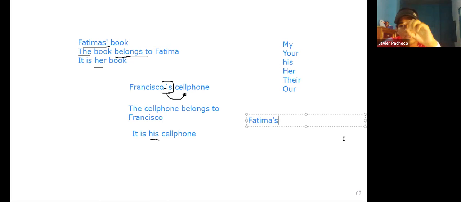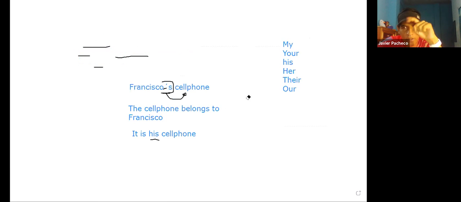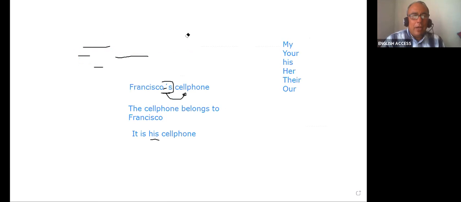Y si lleva, por ejemplo, una S al final, como lo habíamos comentado la otra vez, que por ejemplo, Charles, que termina en S, se le agrega el apóstrofe solamente al final porque ya termina en S o se le agrega apóstrofe S. ¿A qué nombre? Carlos. Exactly.